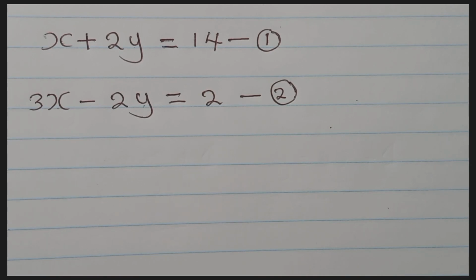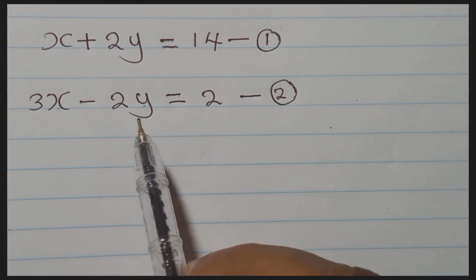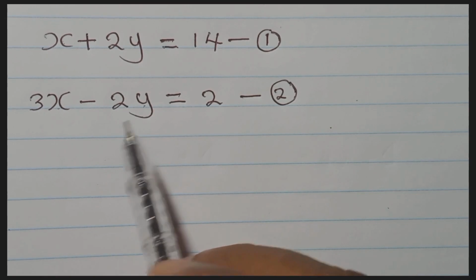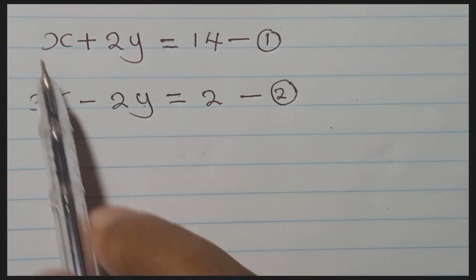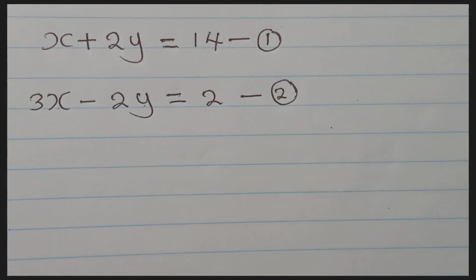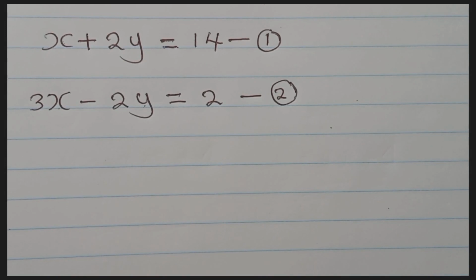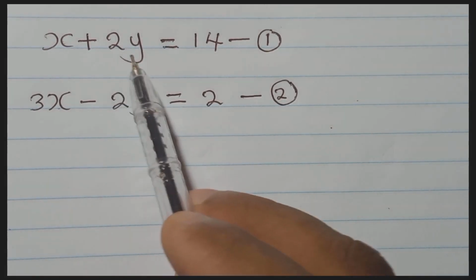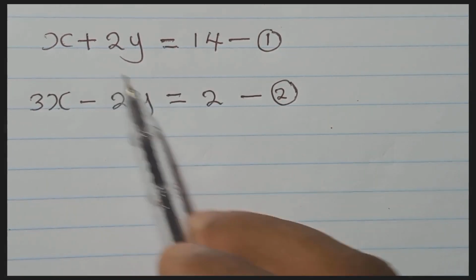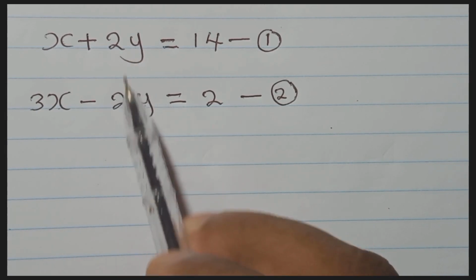When you use the elimination method, normally we cancel out one letter, either x or y. Don't need to think about that much. I will explain with the very basic, very simple method, and try to explain every single step. Now you need to check which letter has the same value.